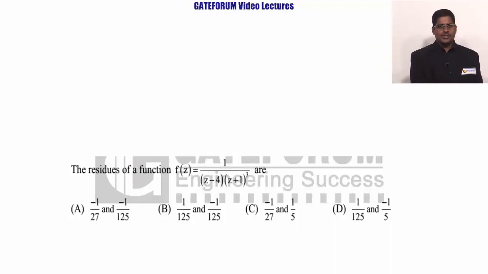The question is: the residue of the function f(z) = 1 / ((z - 4)(z + 1)^3) is, with options A, B, C, D given. This question is from engineering mathematics. Topic is complex variables. Subtopic is residues, which is from GATE 2017.